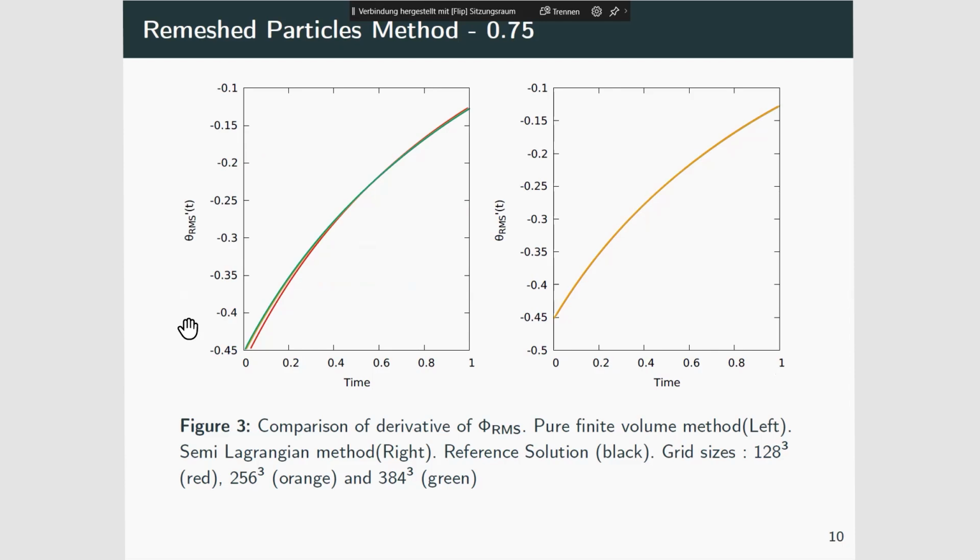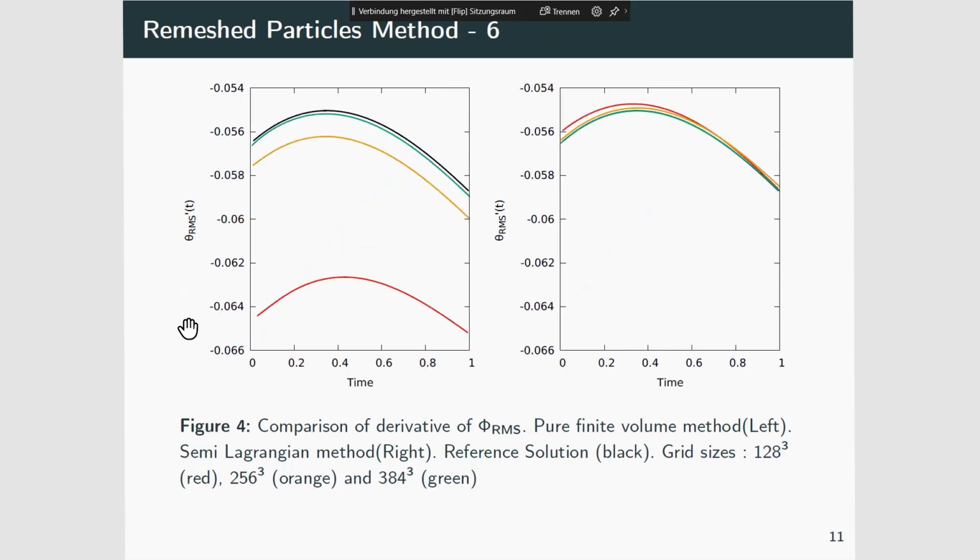There is a reference solution which we can even see because we are already converged. On the left, this is for the pure finite volume method, and on the right, this is for our remesh particle method. And this is for three grid sizes, which go from red, orange, and green.